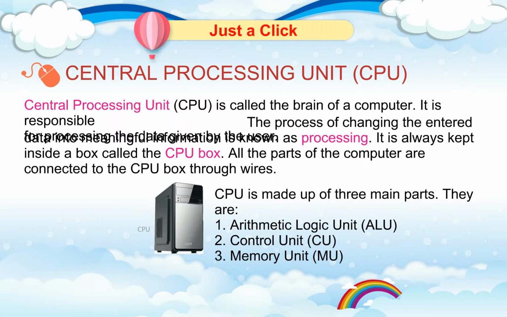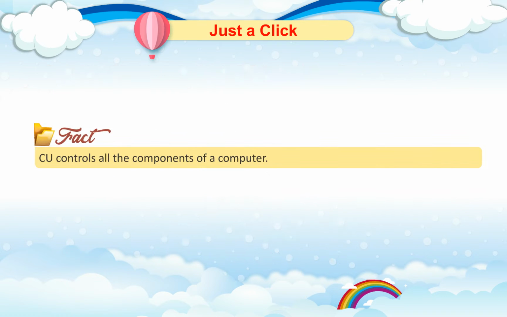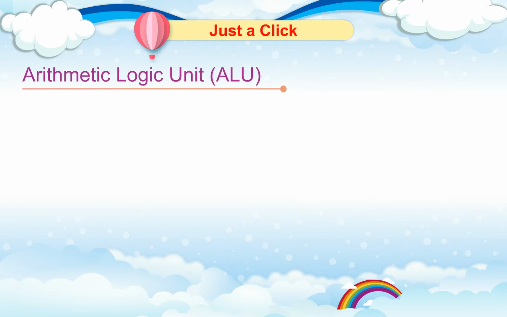The CPU is made up of three main parts. They are the arithmetic logic unit (ALU), the control unit (CU), and the memory unit (MU). Fact: the CU controls all the components of a computer.